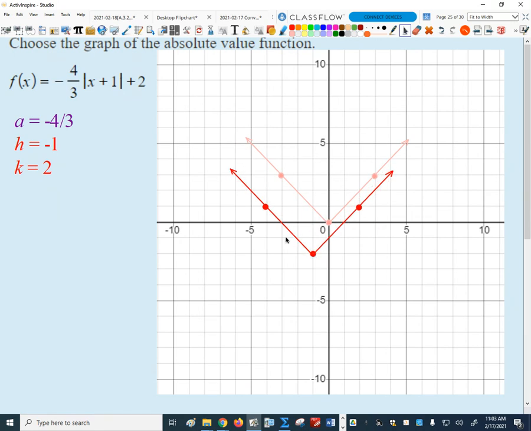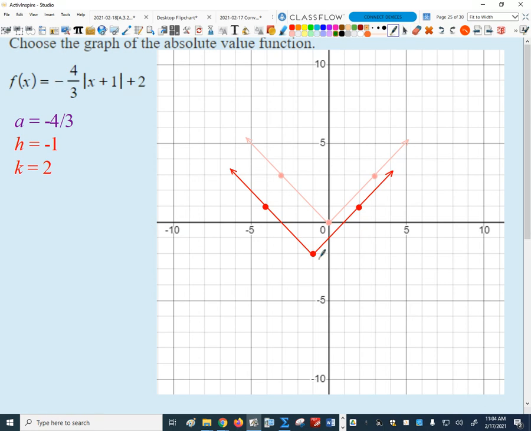Agreed? Okay, but this time A is -4/3, right? So think about this one. I'm going to multiply my normal parent heights now by -4/3. So what would be a convenient parent height to multiply by -4/3? I've got some options here, don't I?